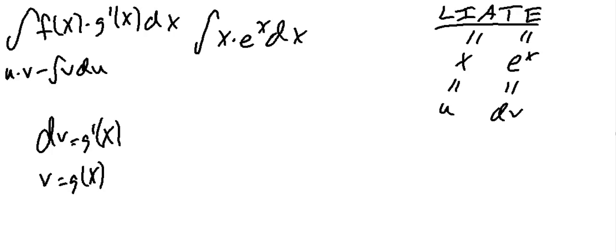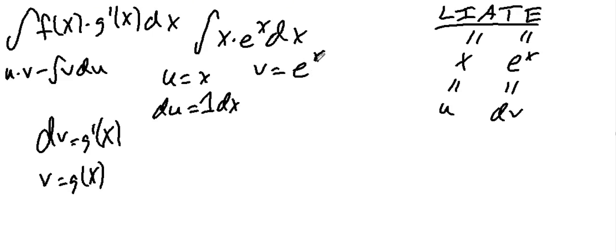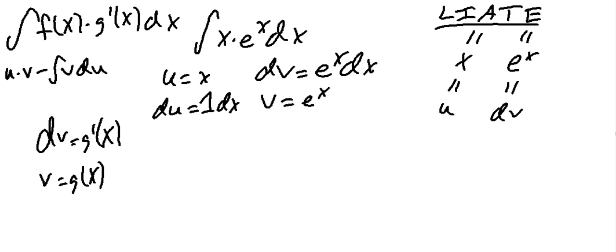So for this problem, u equals x, du is the derivative of x, which is 1 dx. v equals e to the x, dv is e to the x dx, and v is the integral of that, which we know is just e to the x.